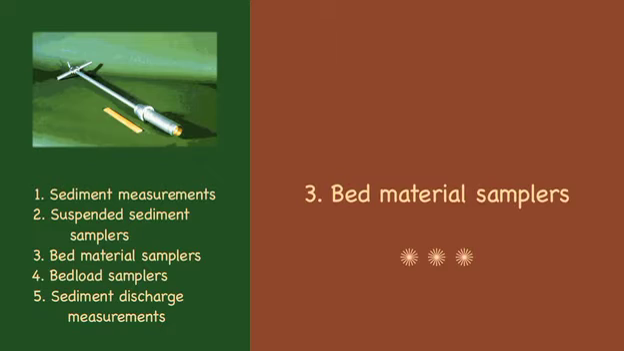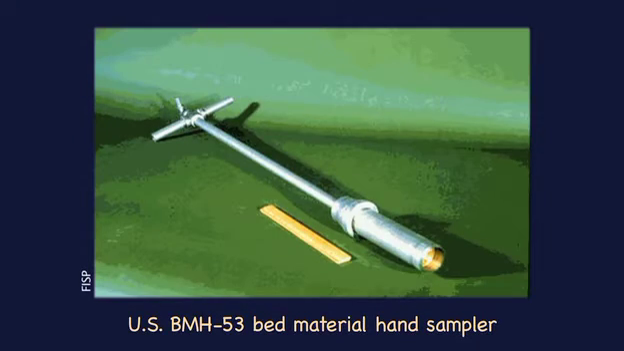Bed material samplers are of three types. 1. US BMH53, 2. US BMH60, and 3. US BM54. The US BMH53 piston-type bed material hand sampler is used to collect a sample of material from the bed of a shallow stream that may be weighted.